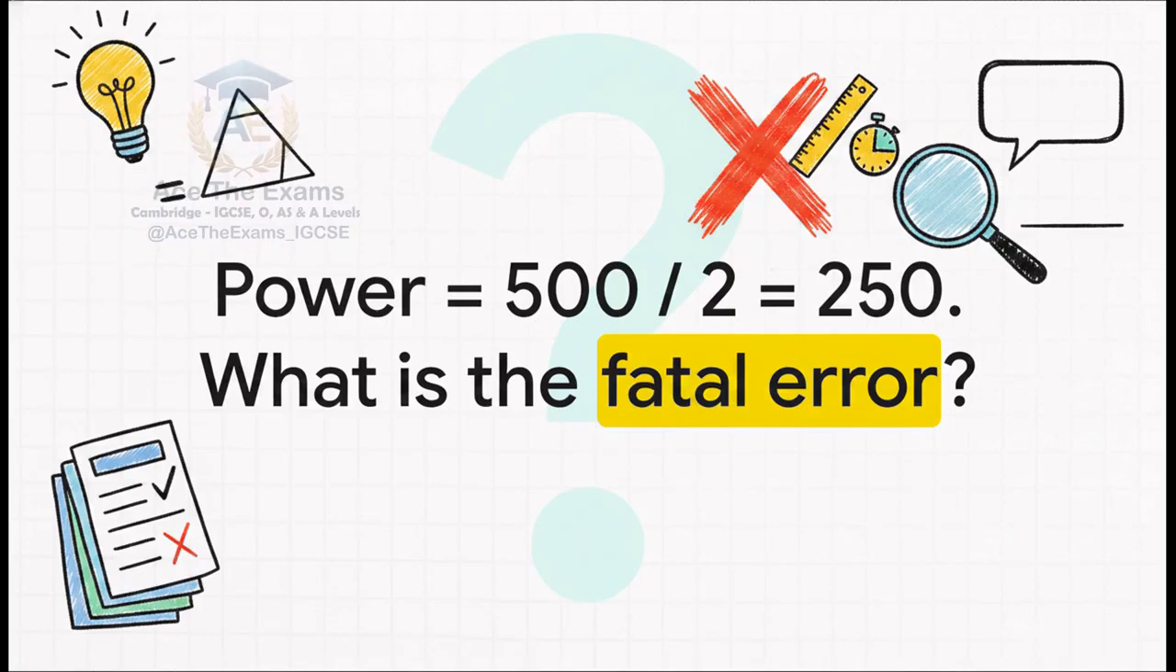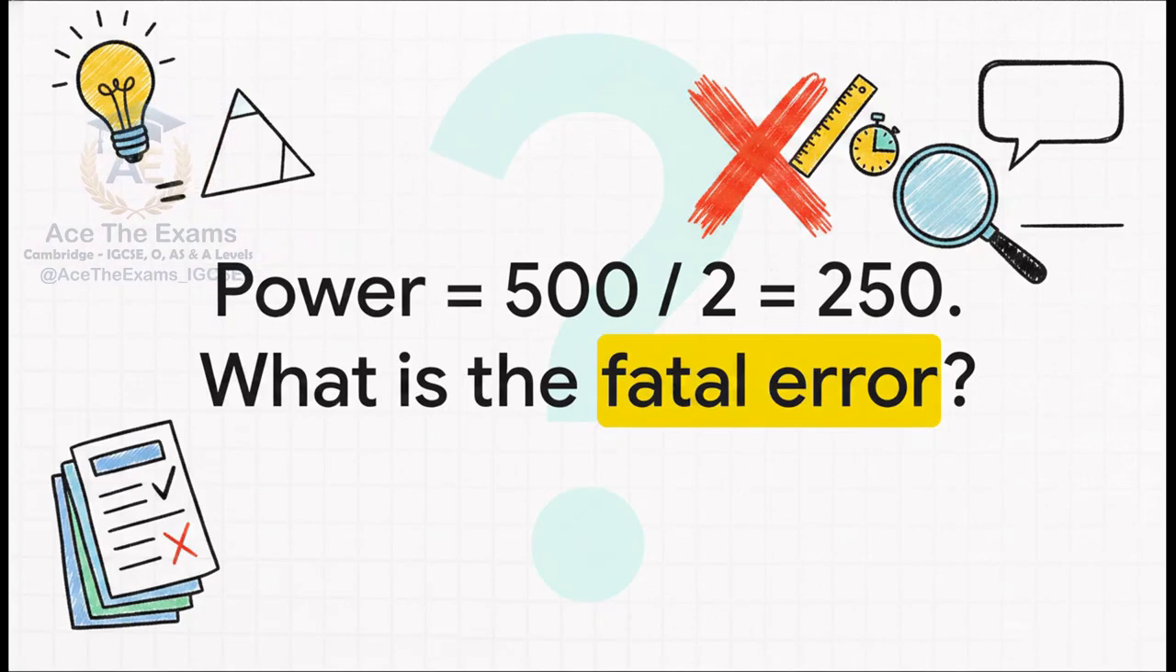Power equals 500 divided by 2, which gives 250. Now, on the surface, sure, the math is spot on. But in a Cambridge 0625 physics exam, this is a totally fatal error. It's completely missing units. And honestly, worse than that, there's no formula shown, so we don't even know if they used the right variables in the first place.